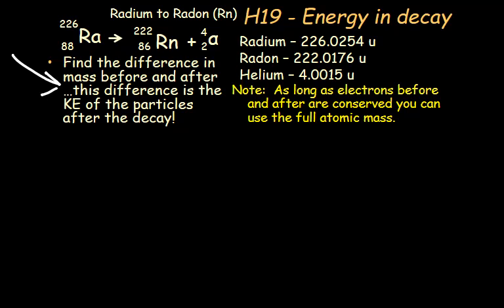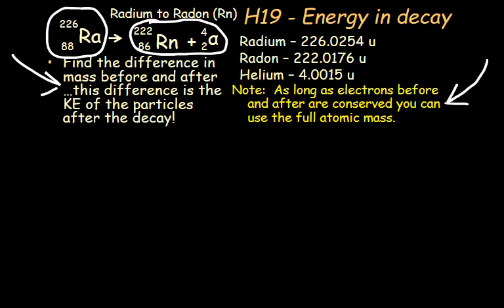We're going to get a difference in mass here. The radium together is going to be a different mass than adding these two up, because you're going to have some energy left over afterwards, and that's going to be given to the particles. Now, here's an important note. As long as the electrons are there before and after, you can actually leave the full atomic mass. You don't have to subtract the electron mass from any of these. The helium nucleus obviously won't have any, but radon will, right? We'll have the electrons there. So yeah, you can just leave the electrons there.